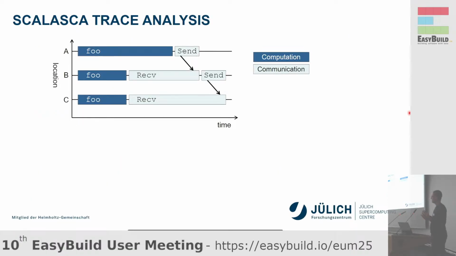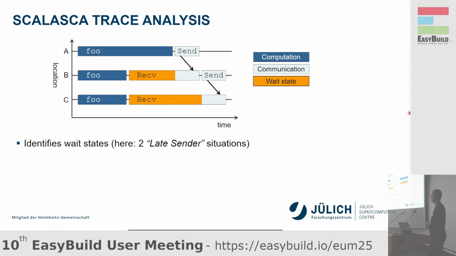So what does the Scalasca trace analysis do? Here's a simple example. You have some computation, some communication. In the first step, we will identify wait states. So in this case, so-called late sender situations, two of them, where a blocking receive is waiting for the corresponding send to start. So there, the process just sits idle and is waiting.